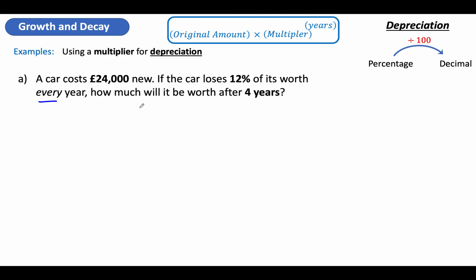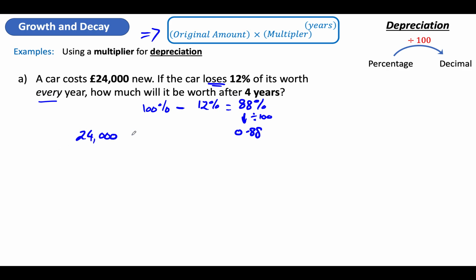Well, let's find out. First of all, let's start with that multiplier. 12%. Start with 100% and take off that 12% because we're reducing its cost. It's losing its value, so it's going down by 12%. And I'm left with 88%. Turn it into a multiplier. We know how to do this by now. So divide it by 100 and you've got 0.88. That's my multiplier.